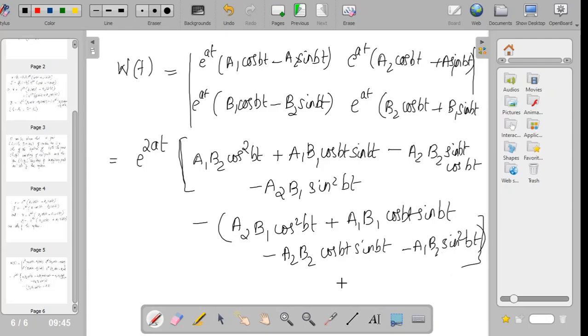Now you can see that the a1 b1 terms and the a2 b2 terms cancel. Remaining, you will have (a1 b2 minus a2 b1) into cos square bt, and similarly the same term for sin square bt. So we get (a1 b2 minus a2 b1) into cos square plus sin square, which is 1, into e raised to 2at.